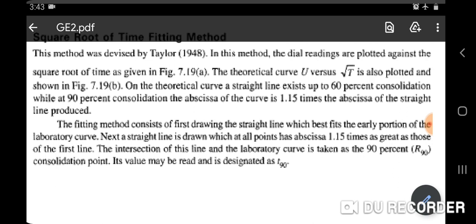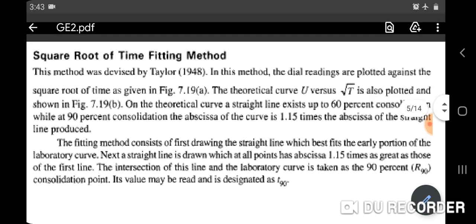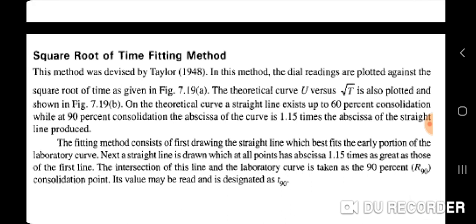That is nothing but Taylor's square root of time fitting method. We also call it the square root of time fitting method. In the last class we observed the graph between dial gauge reading and time, which was a practical method, and this is also a practical method, and we will be comparing the practical and theoretical graphs.